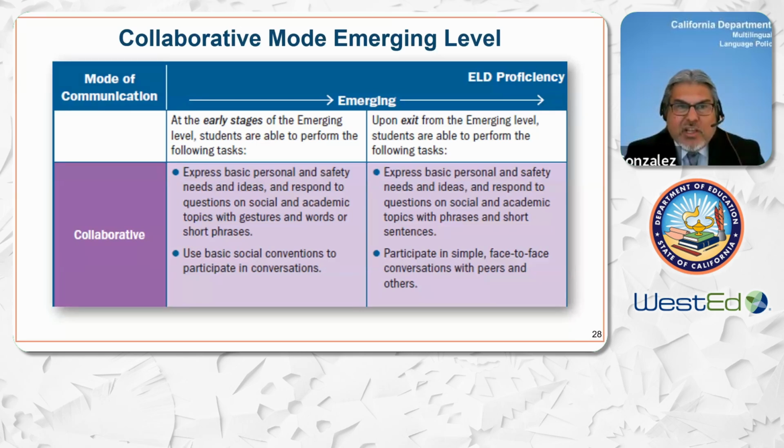Upon exit from the emerging level, students are able to express basic personal and safety needs and ideas and respond to questions on social and academic topics with phrases and short sentences. They are also able to participate in simple face-to-face conversation with peers and others.